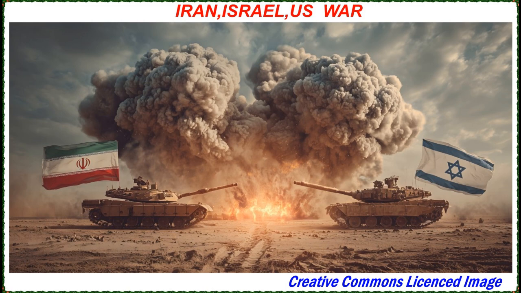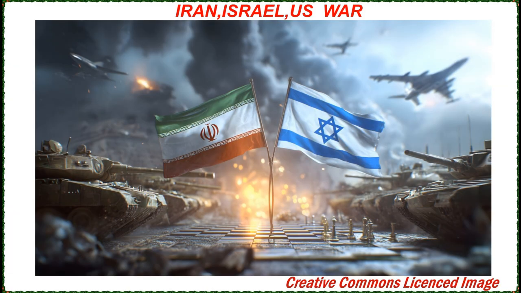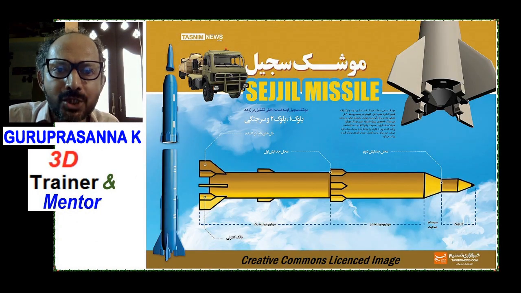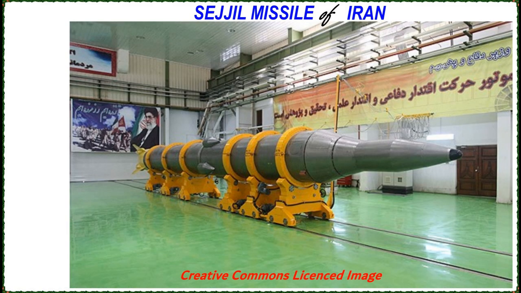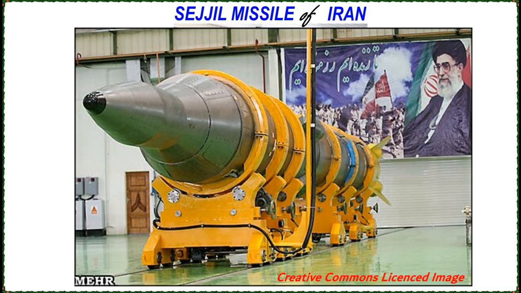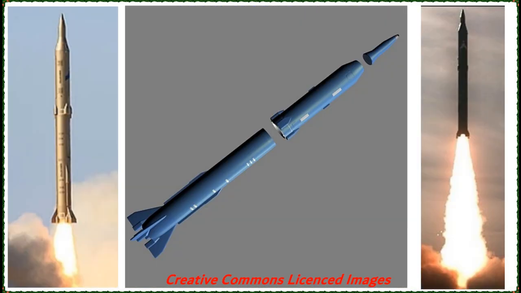I searched for some topics from the ongoing Iran-Israel-US war. I got this topic of Iran's SEJJIL missile. This is a Creative Commons licensed image. SEJJIL missile of Iran. All these images are bound to Creative Commons licenses so that it should not make any controversies later.